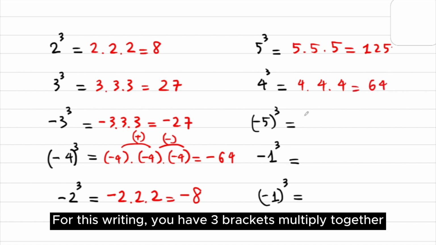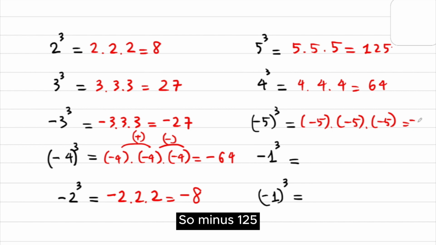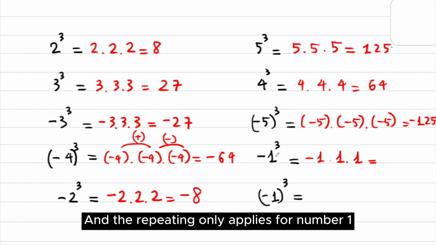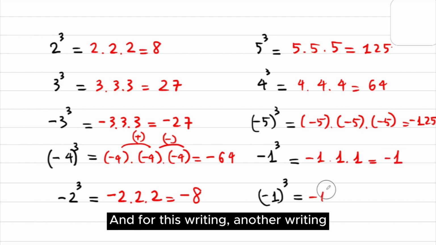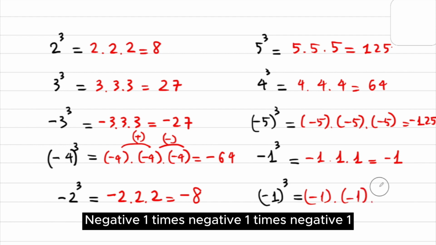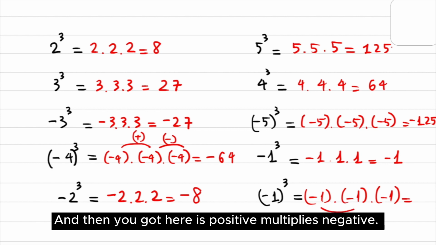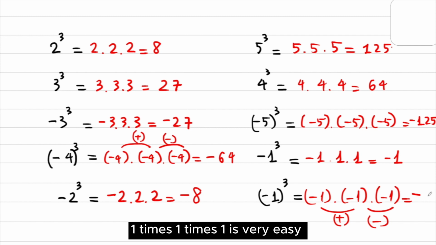For this writing, you have 3 brackets multiplied together. This one and this one. Okay, so minus 125. And for this calculation, you got minus 1 times 1 times 1, and the repeating only applies to the number 1. The 1, you got negative 1. And for this writing, another writing: negative 1 times negative 1 times negative 1, 3 times. And then you got here positive multiplied by negative, you got negative. 1 times 1 times 1 is very easy.